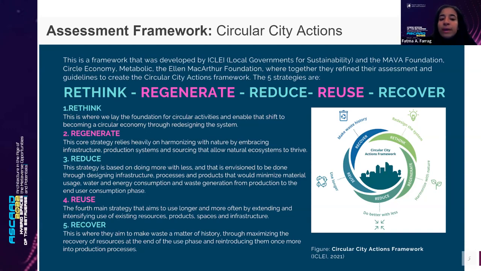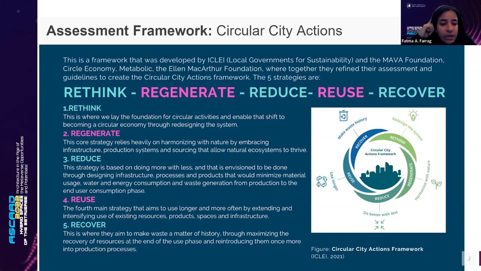Regenerate, the core strategy that relies heavily on harmonizing nature by embracing infrastructure, production systems, and sourcing that allows natural ecosystems to thrive. Reduce, which is the strategy based on doing more with less, and that's envisioned to be done through designing infrastructure, processes, and products that would minimize material usage, water and energy consumption, and waste generation from production to the end user consumption phase.